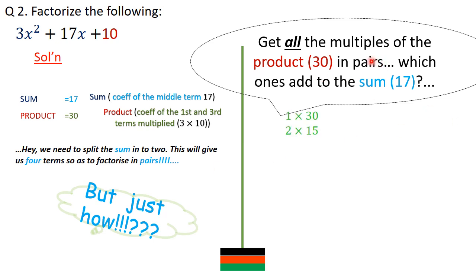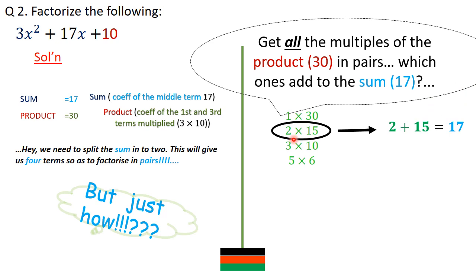Get all the factors of the product. Now this is wrong here. It should not be multiples, it should be factors. So get all the factors of the product, this product here, in pairs, and ask yourself which ones of those add up to 17. Now the number 30 is equal to 1 times 30. It also equals 2 times 15. It equals 3 times 10. It equals 5 times 6. And which ones here would add up to 17? No doubt the second pair, which is 2 plus 15, and that would give us 17.